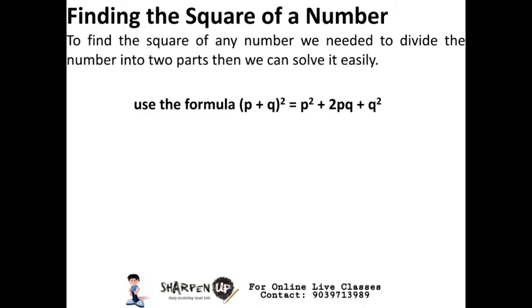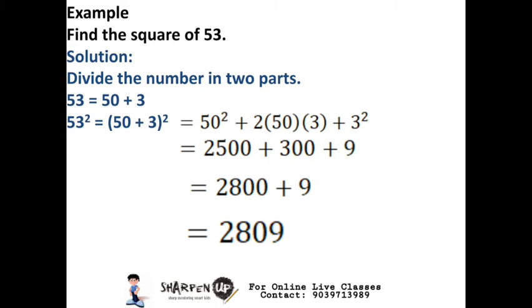It is the square of p plus q is equal to p square plus 2pq plus q square. Let's take an example and understand it better. Suppose we have to find the square of 53. We generally find the square of 53 by multiplying 53 by 53, and we get the square. But here we are using the formula. First of all, we have to divide it into two parts. So we can write 53 as 50 plus 3. Then we can square it. So it becomes the square of 50 plus 3. Here 50 is working as p and 3 is working as q.